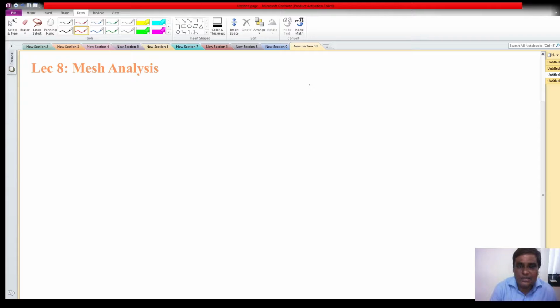In the last class we have discussed nodal analysis. Nodal analysis is one method by which we can write the equations for circuits in a systematic way. Now in this class we will discuss the second method, called mesh analysis, which is again helpful to write the equations for circuits.